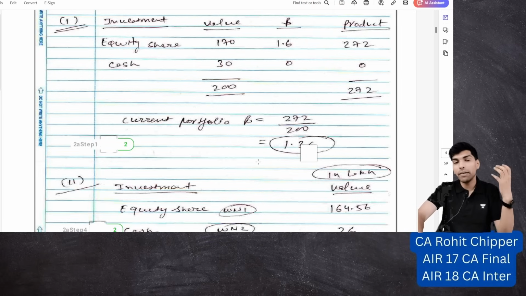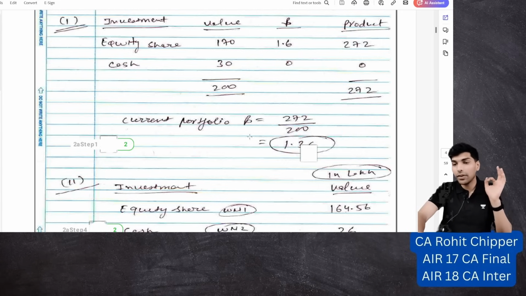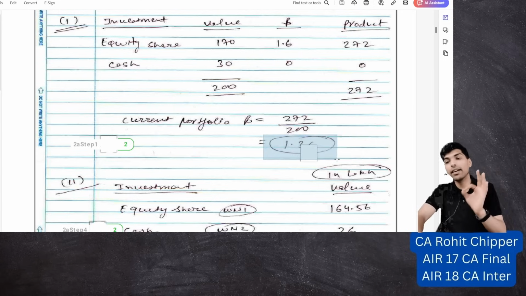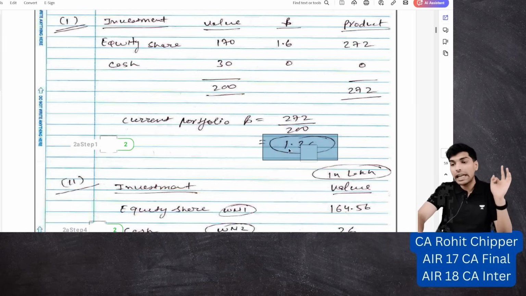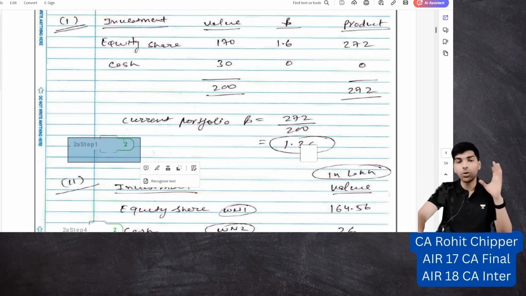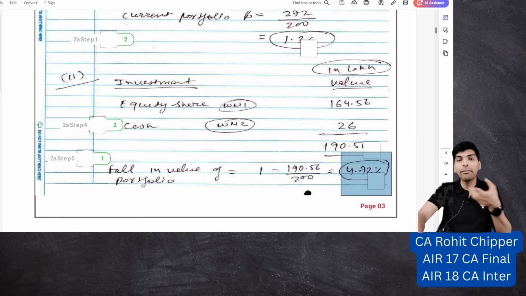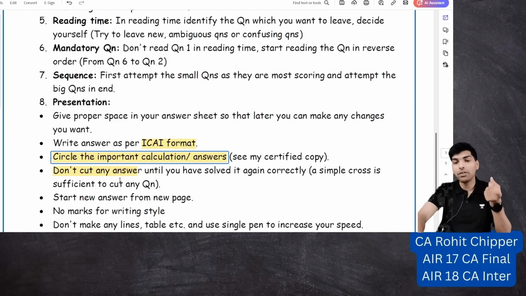So whenever you do any important calculation, make a circle or highlight it so that the examiner will be able to find it and give you the full marks. Like here I have calculated the beta and I have circled the calculation. Similarly, the examiner has added a checkbox here and given me the marks. So do the circles wherever you do the important calculation. It will be easy for the examiner to find the exact answer and give you the marks.